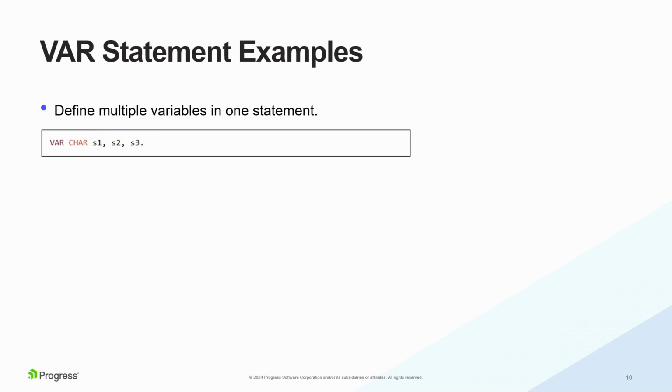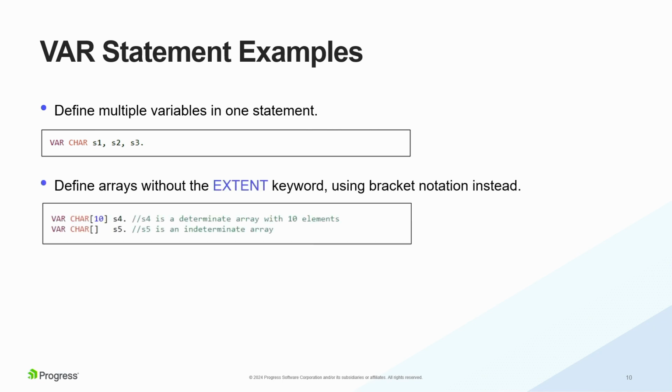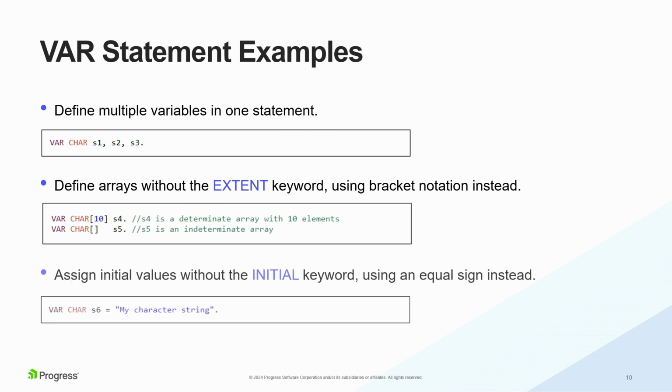I mentioned defining multiple variables in a single statement. Obviously, we're defining S1, S2, and S3 as character types. Second example, another basic example, again, you saw defining arrays. This is just yet another example defining arrays, again, without the EXTEND keyword, just using bracket notation instead. You can define indeterminate arrays or determinate arrays. You can see from the example, S4 is a determinate array with 10 elements, whereas S5 is an indeterminate array with the empty brackets.